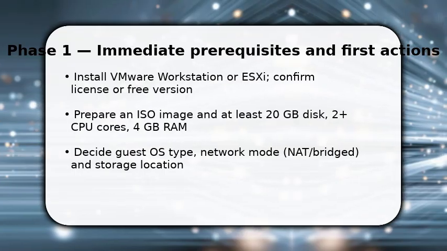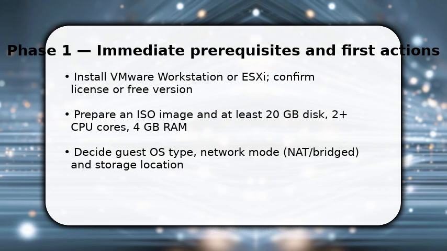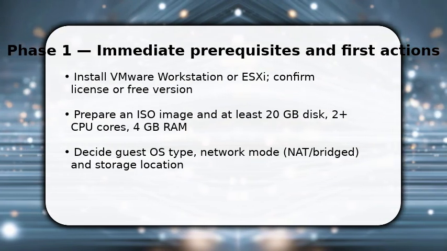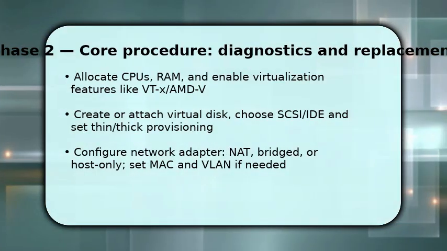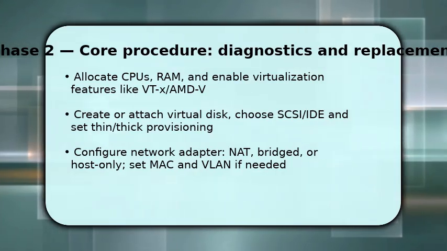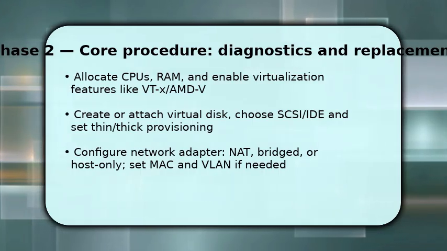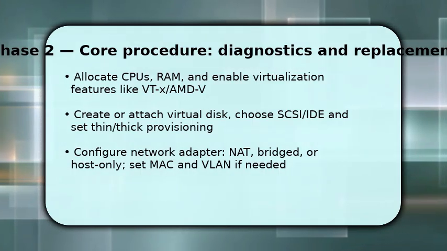Once done, name the VM and select a data store or folder. This defines where files live and affects performance. Next, you configure hardware. Assign CPUs and RAM based on workload. More CPU threads and memory speed up the guest. Choose disk type and provisioning. Thin saves space, thick gives steady performance.